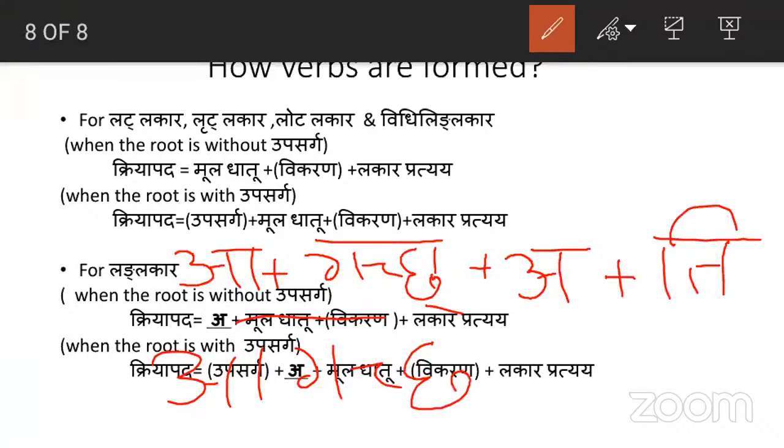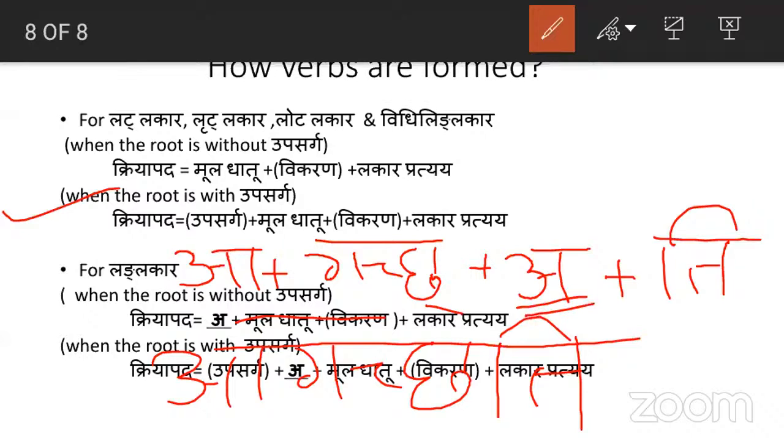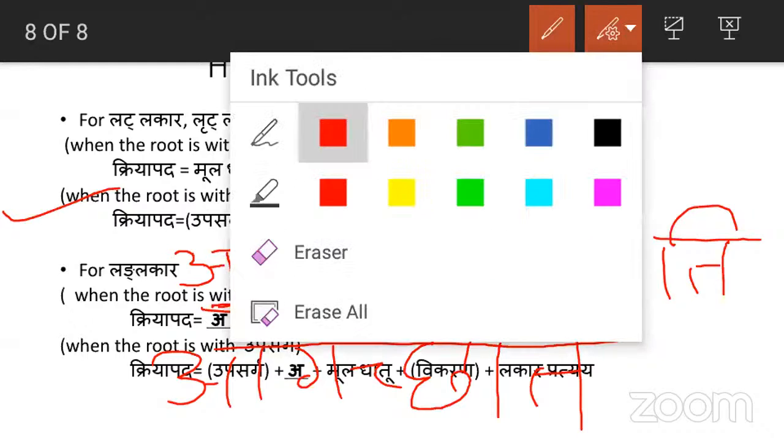Again, gacha halanta plus a means gach complete, and t, so it becomes agachati. If you want to write in your notebook, you can write: a plus gacha plus a plus t. Now see, this a is of vikaran. Just remember this a is of vikaran. And a is upasarga. A is upasarga, gam gacha is root, a is vikaran, and t is pratyay. Now we will see the next one.